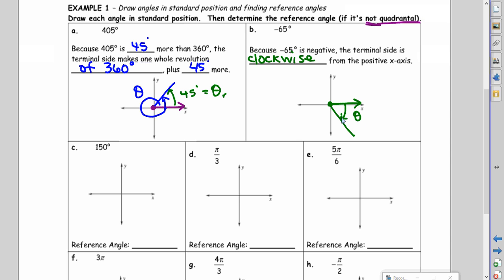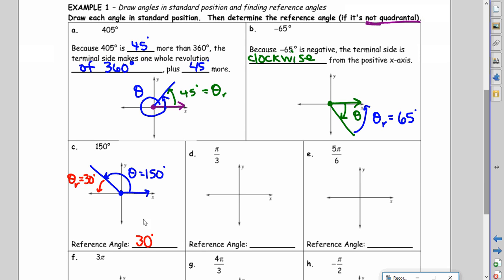It's negative. My little arrow points like I'm turning in the clockwise direction. So whereas my angle is negative 65, my reference angle has to be positive. It has to be positive and acute. So I was already between the terminal side and the x-axis, but I wasn't positive. So my reference angle is the positive 65 instead of the negative 65. Pause the video while you try C.